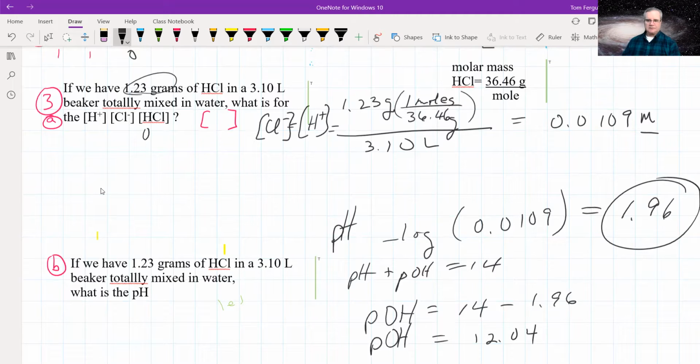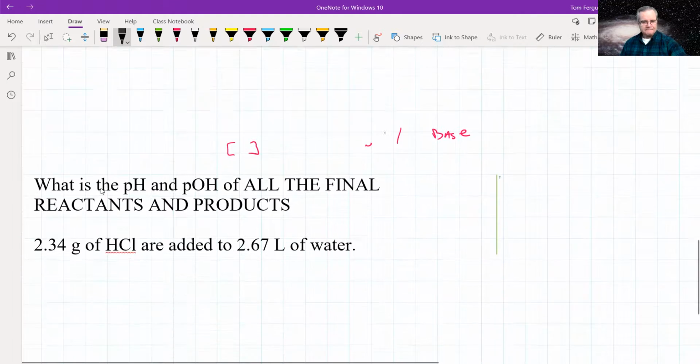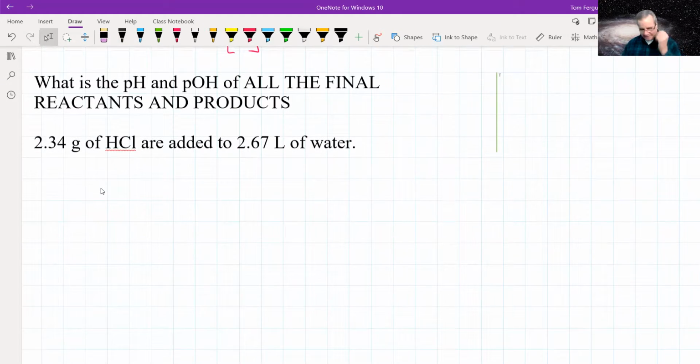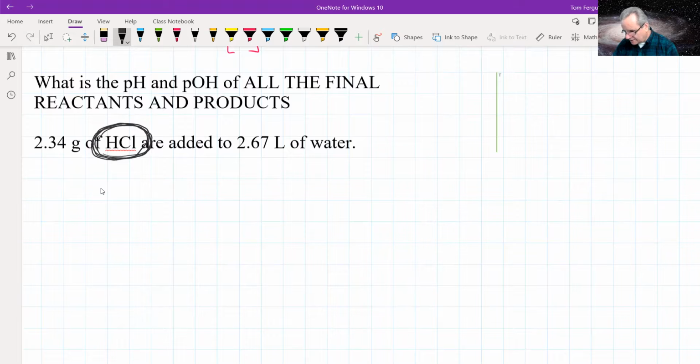Now that's a typical problem. I give you grams of an acid or a base, and I ask you for pH and pOH. I might also ask you for concentrations of hydrogen ion, chloride ion, and the original acid or base. That's basically it for pH. It's convert to moles. You've got to remember though that strong acids don't exist like this. It completely breaks up. Same with sodium hydroxide.